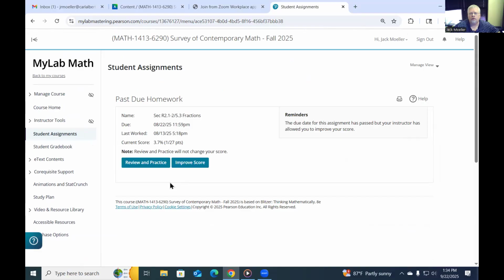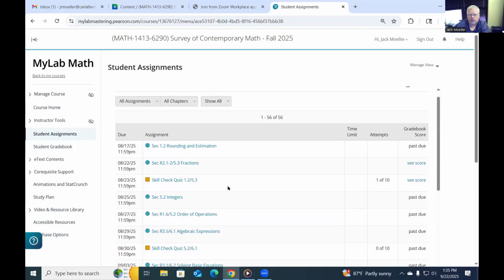Okay, so if you get into a past due homework, if you're trying to finish it, do not do review and practice. Make sure you do improve score. If you're doing review and practice, that sounds exactly like it says. And if you see that note above it, it says it will not change your score. So if you're, say, studying for a test and you've already got a homework assignment done, then you can do the review and practice if you want. But if you are trying to catch up, get a past due assignment done for the homework, make sure you click that improve score.